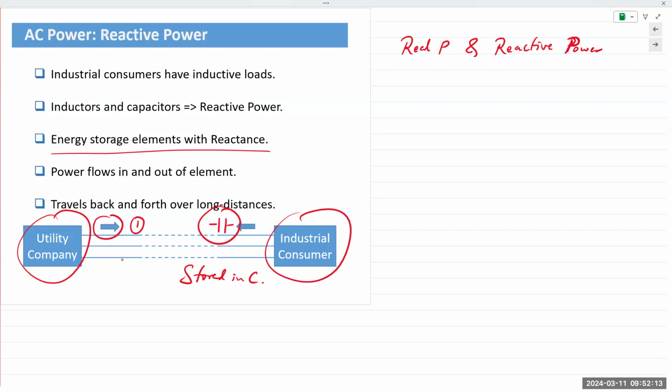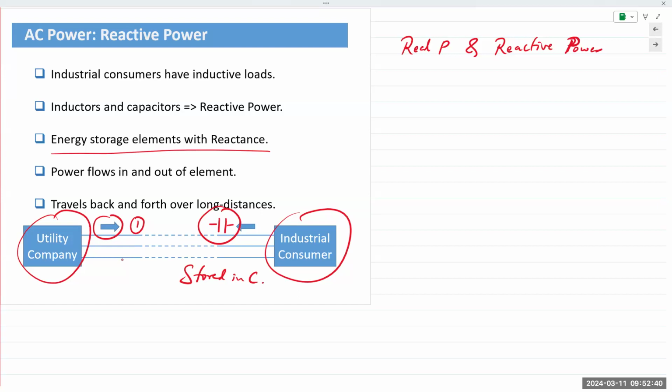Any questions so far? Does everybody understand what reactive power is? It's associated with the reactance, does not do any real work, yet it has a physical basis in real life. So an industrial consumer does require reactive power to be sent by the utility company. The utility company will send it once, but not after that.